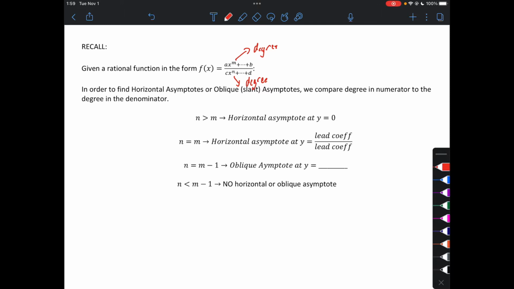If n is bigger than m, we have a horizontal asymptote at y equals 0. Every time, no matter what. If n and m are equal, we do leading coefficient over leading coefficient. And now the new one for today, if n is 1 less than m, so if it's 3 over 2 or 7 over 6, something along those lines, we'll have an oblique asymptote at some linear equation, which is what we'll have to find. Now, if n is 2 or more less than m, then there's neither a horizontal nor an oblique asymptote.